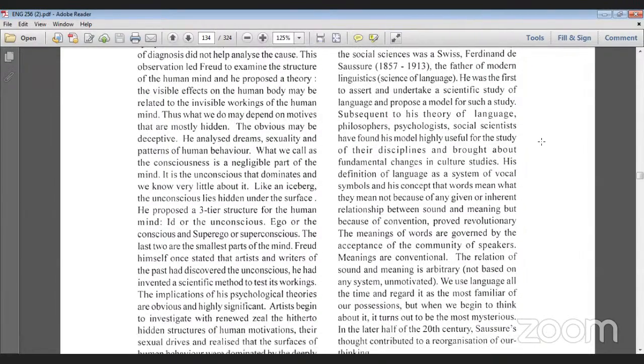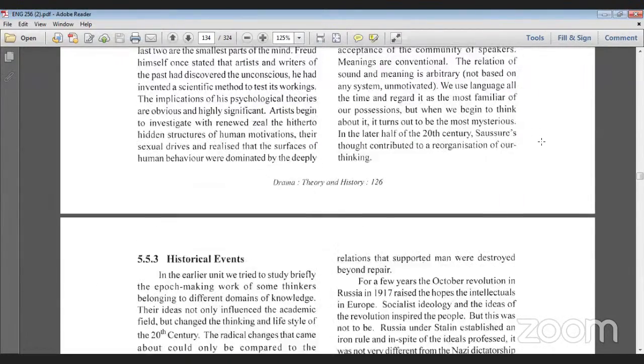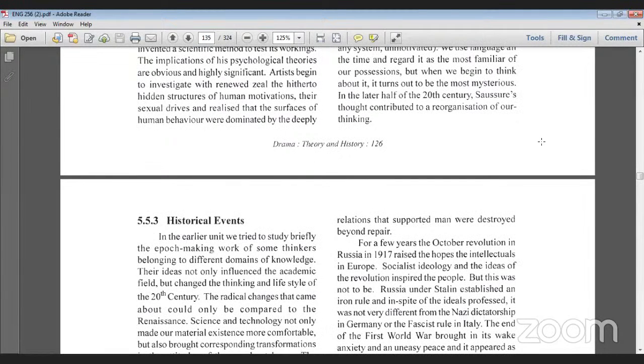Familiar for a position, but when we begin to think about it, it turns out to be the most mysterious in the later half of the 20th century. Saussure's thought contributed to a reorganization of our thinking. Okay, so for this part, we have explained to you the note on thinkers who influenced modern literature. You can write much of the part we have given point-wise up to page number 126. Read again and again for your examination.